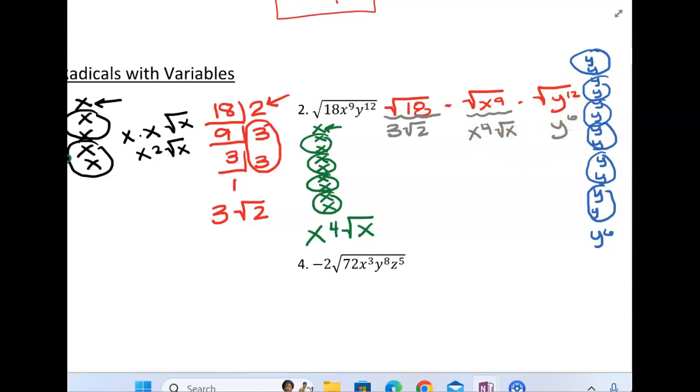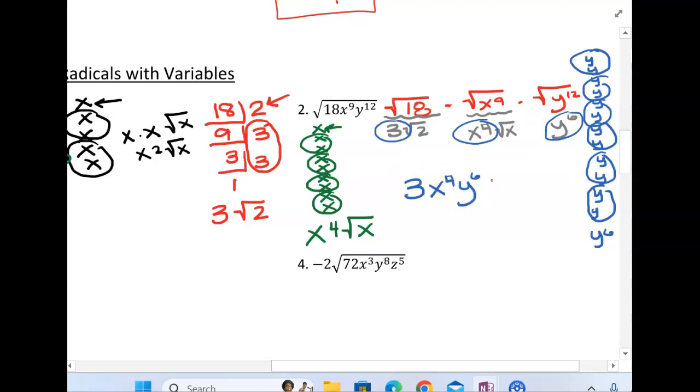Okay, now I want to go and pair them up. On the outside, I have a 3, an x to the 4th, and a y to the 6th. So my final answer will be 3x to the 4th, y to the 6th on the outside. And then on the inside, I have a 2 and an x, so just square root of 2x. Here is my final answer.